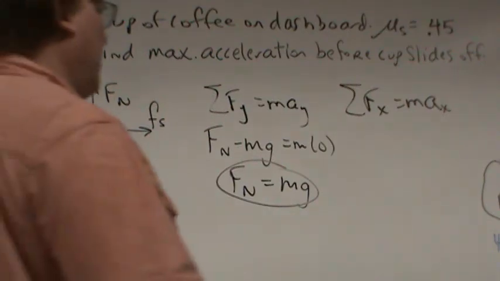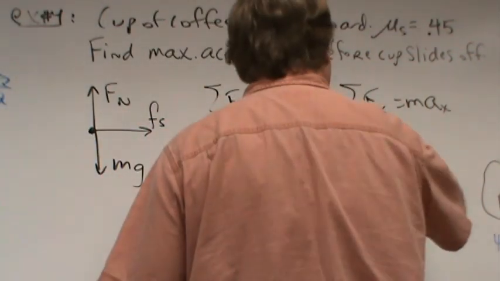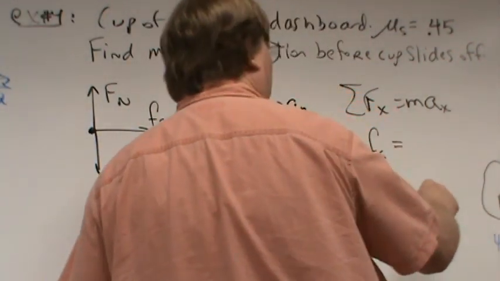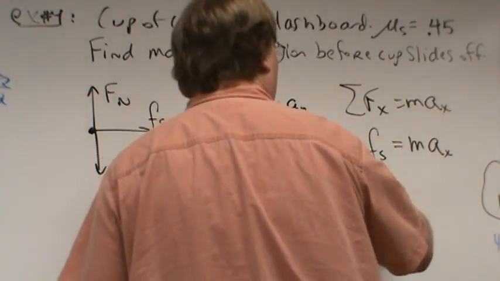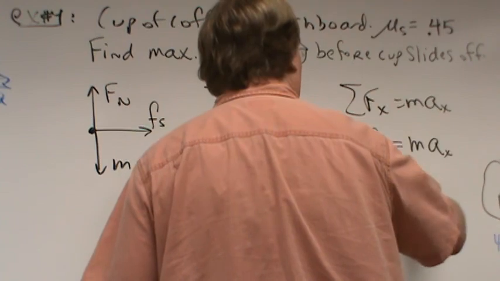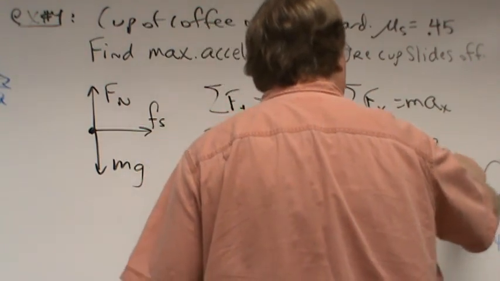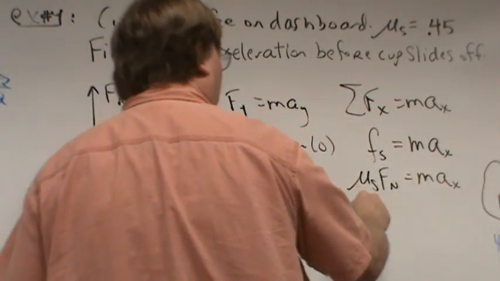All right, let's turn our attention to the x direction. I only got one force acting in the x direction, that's static friction force. And that's going to equal mass times acceleration. And my static friction force is going to be mu sub s F sub n, which is equal to max. And my F sub n is mg.